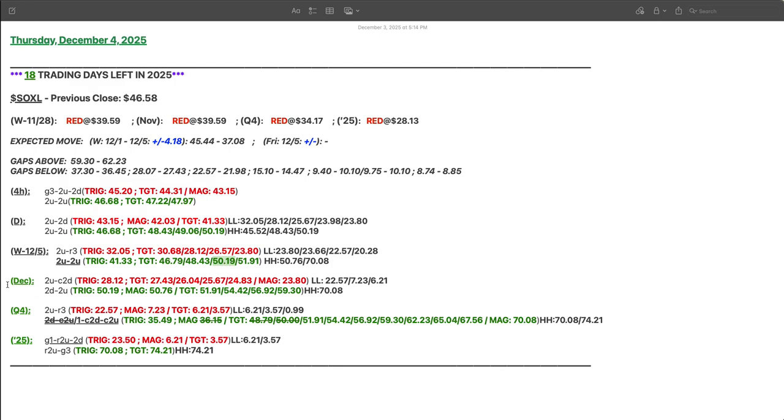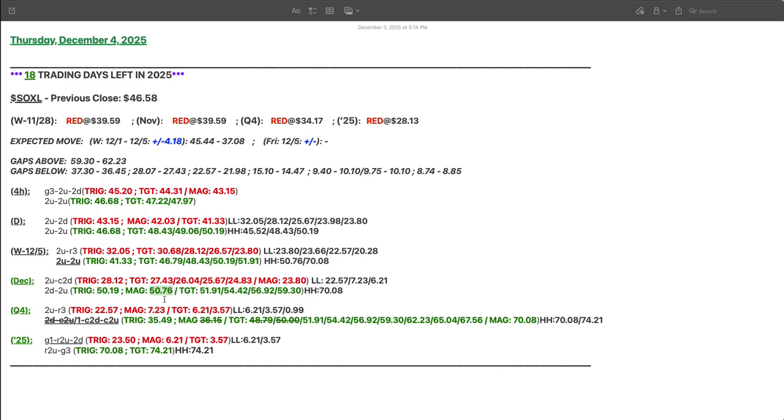For the month of December, we are green. We are inside, right? So we still do run the risk of going two up, combo two down, but we've got to get all the way down to 28.12 to trigger that. And then to trigger the two down, two up reversal, we've got to get to that 50.19 level. So that's why it would be really nice to get to that 50.19 on the week chart. That could just spill over into the next week, triggering the two down, two up on the month.